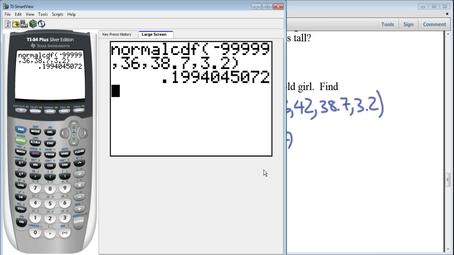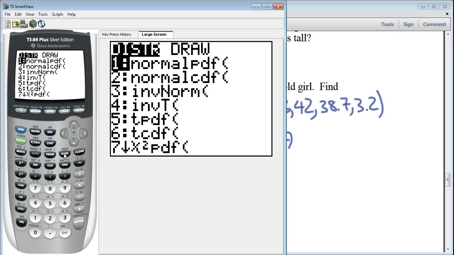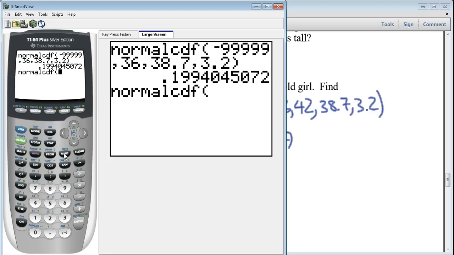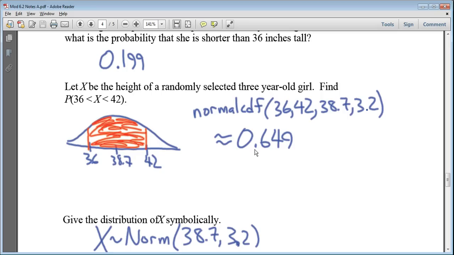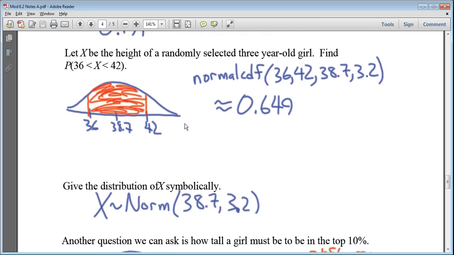So if I bring my calculator up again, and I go to my normal CDF, and I would do 36, 42, 38.7, 3.2. And hit enter, and I get 0.649. So 0.649, or a little bit less than 2/3. So that's the probability that a randomly selected 3-year-old girl would be between 36 and 42 inches tall.